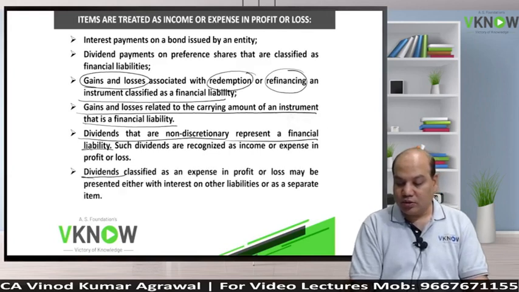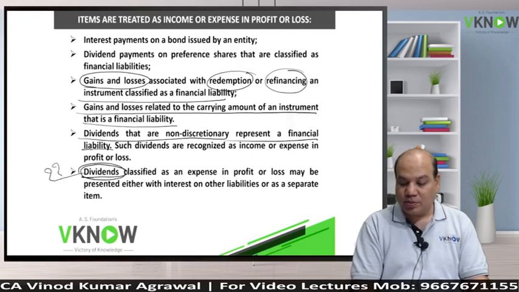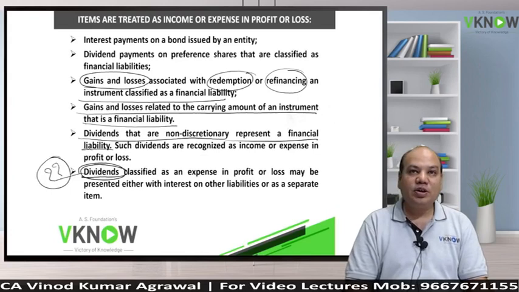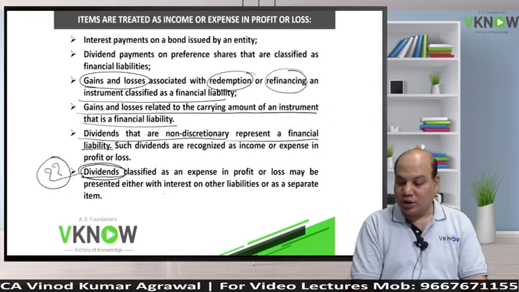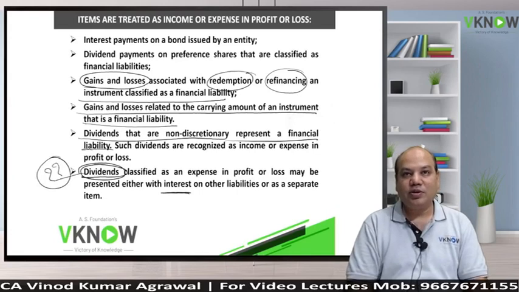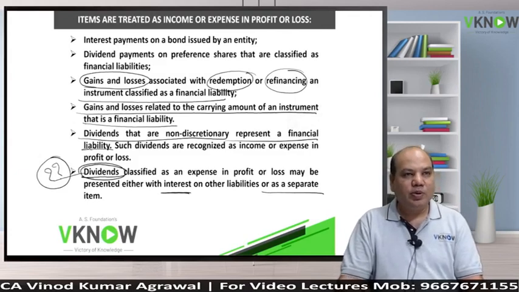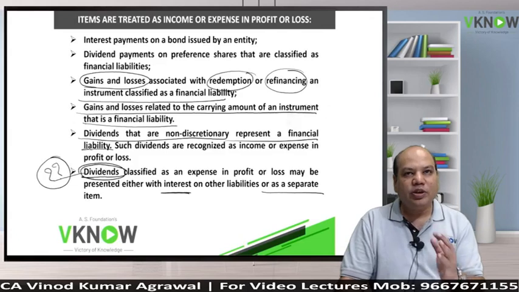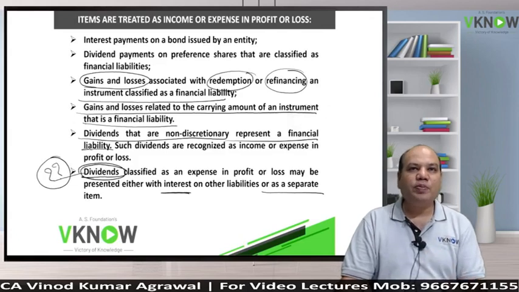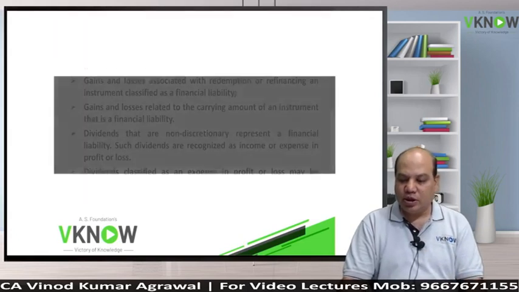Now the student has a query. If I am showing dividend as an expense, how do I present it? It is a financing cost. You can club it along with other interest liability, interest expense. Or if you want, you can present it as a separate line item. So dividend paid on a preference share, which is treated as an expense, can be added with the interest, or you can present it as a separate line item.